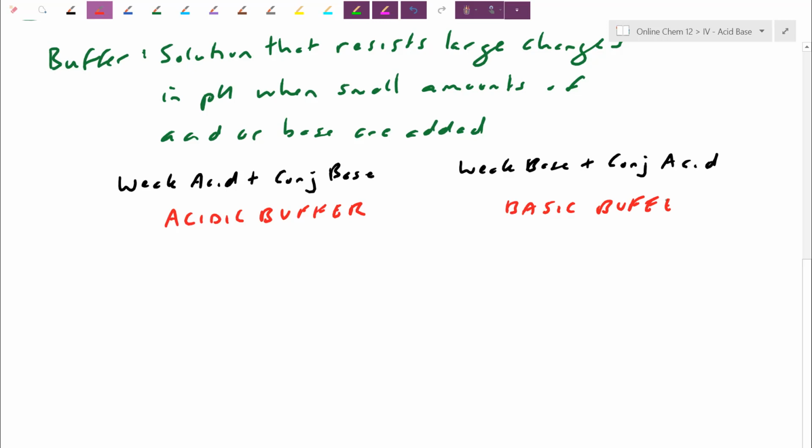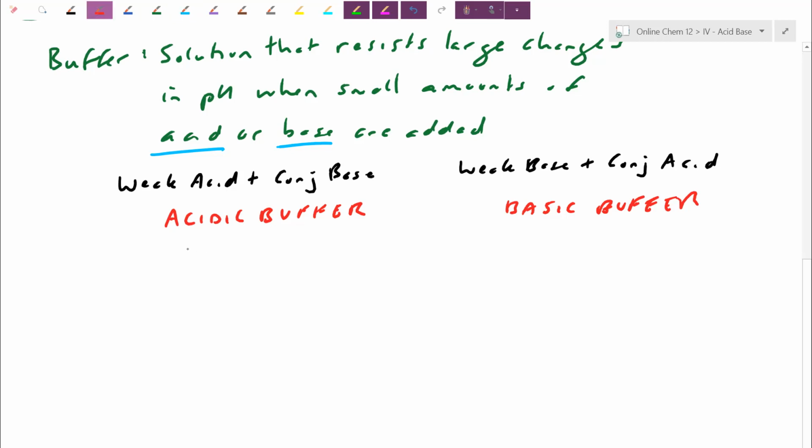Be really careful with the terminology here. As a buffer, you need to be able to stop pH change upon addition of both acid and base. So an acidic buffer is not just one that can control acid. Buffers in general control both. Then what does this acidity part tell you?